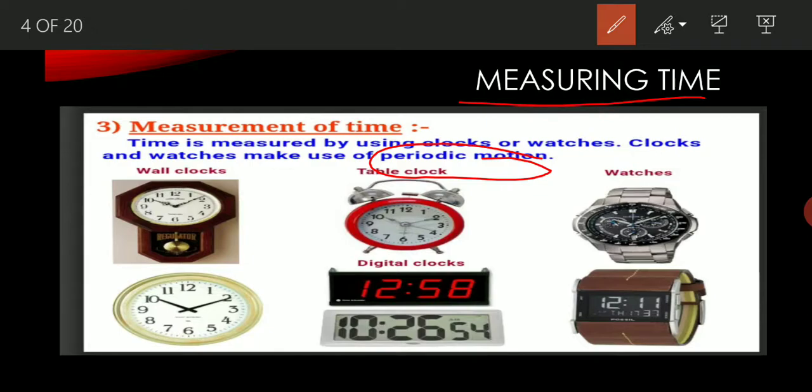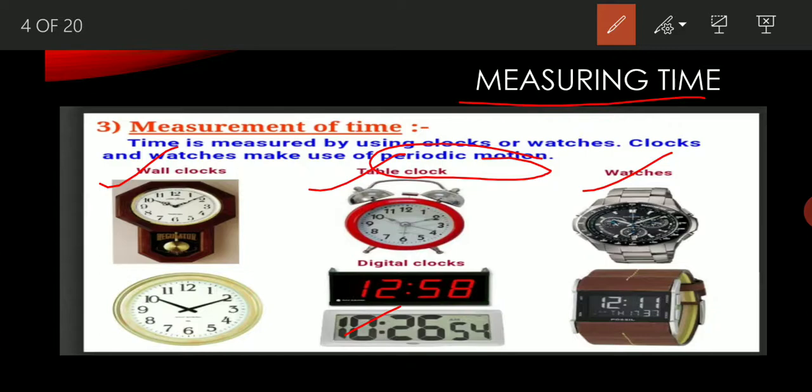You can see in the picture there are different types of clocks like wall clock, table clock, watches, and digital clock. We also use mobile phones nowadays, which are a different form of digital clock. So these are the different types of clocks and watches which we use to measure time.